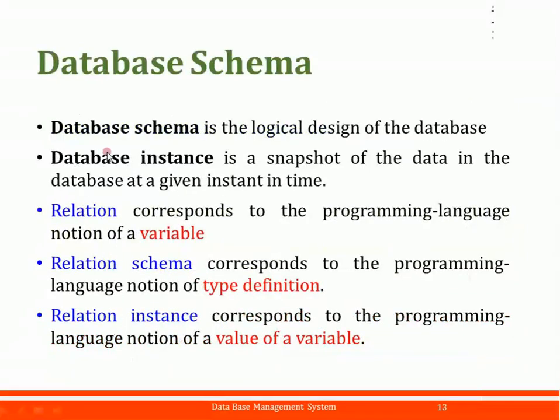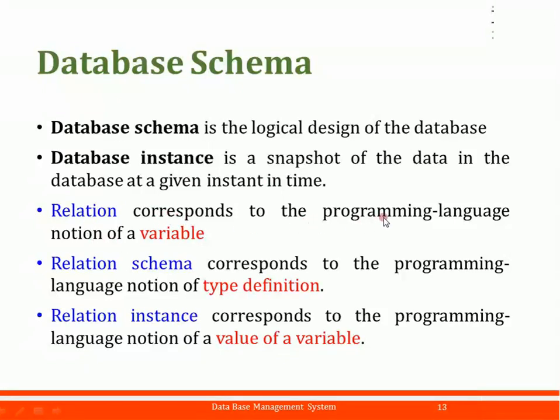The next is database schema. Database schema is the logical design of the database. The schema refers to the logical design of the database, and the database instance is a snapshot of the data in the database at any given instance in time. At a particular instance in time, you may have 10 tuples or 5 tuples, and at that particular point in time, what is the snapshot of the data? That you call the database instance.